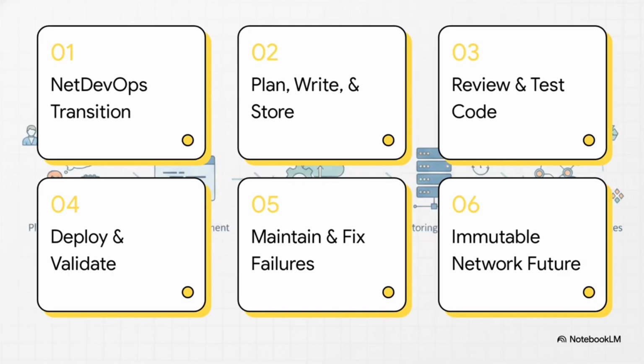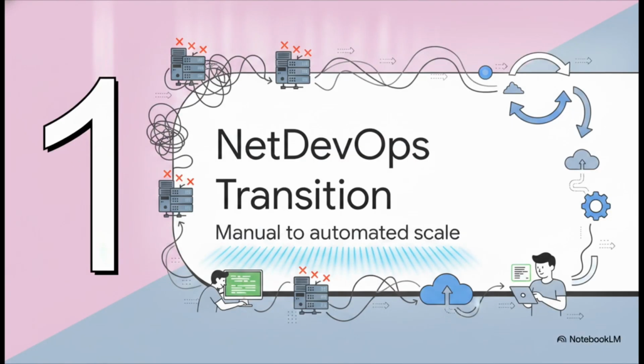So here's our roadmap for the explainer today. We'll be hitting the net DevOps transition, how to plan, write, and store your code, reviewing and testing, deploying and validating, maintaining and handling failures, and wrapping up with your immutable network future. Starting with Section 1, the net DevOps transition, moving from manual drudgery to automated scale.